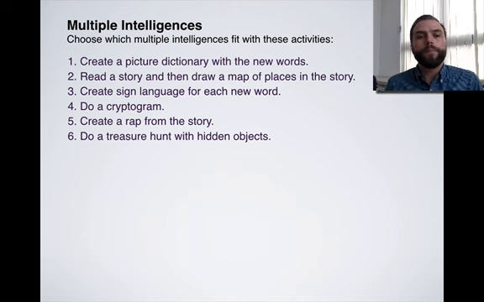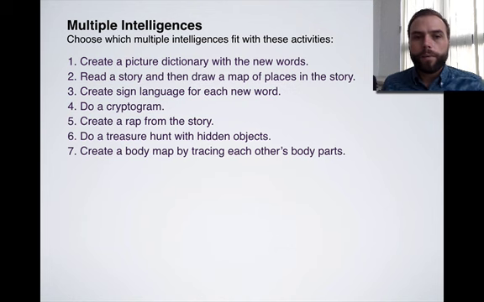Okay, the next one. Do a treasure hunt with hidden objects. So the teacher hides things around the classroom or around the school. Students have to run around finding the objects. Okay, this I think could be body smart, because students are using their body. Could also be a team activity, perhaps. It could be interpersonal. And perhaps a little bit naturalistic as well, because you're using space outside the classroom.